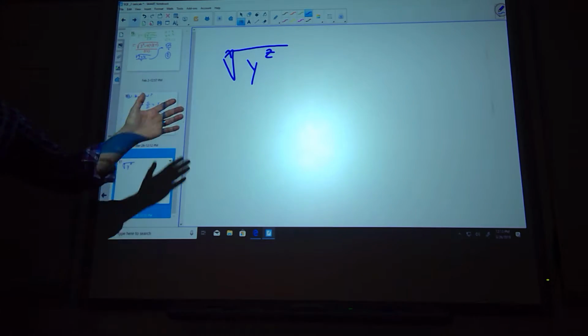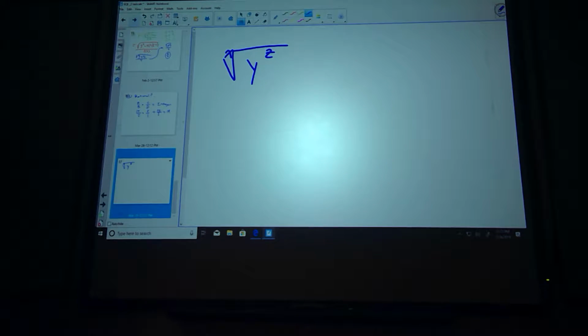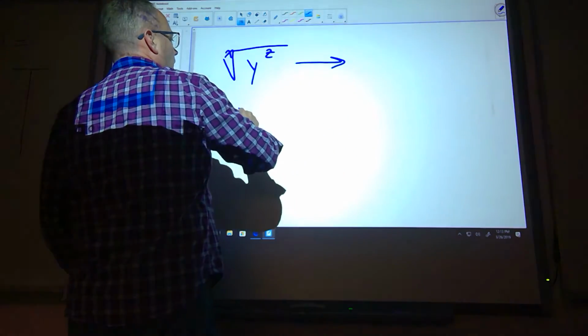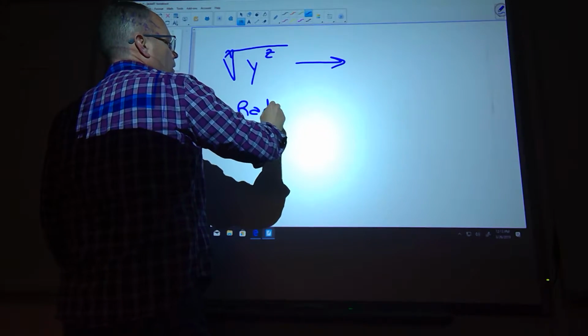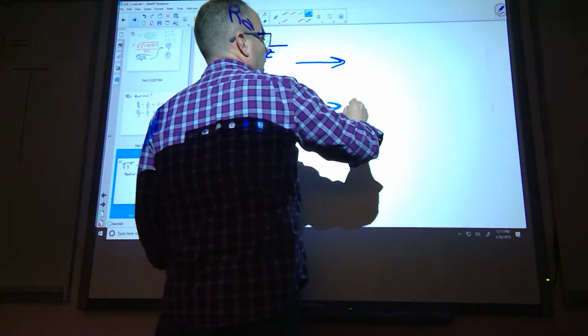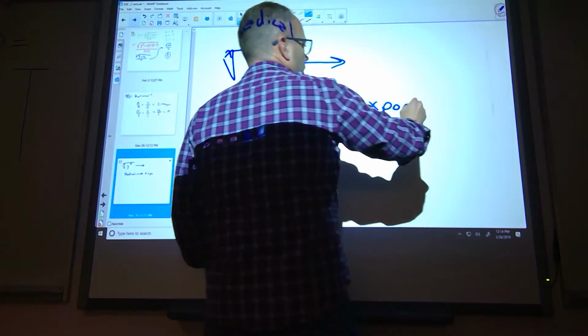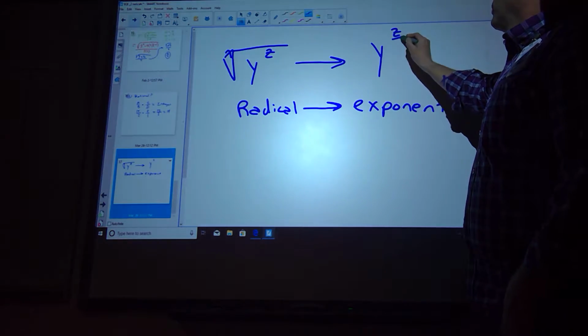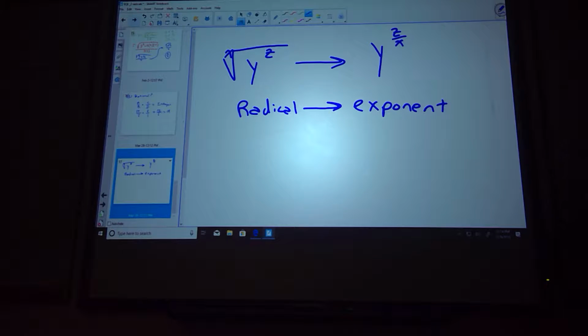X, Y, and Z are going to represent any numbers I want. Sound good so far? So I can make a radical turn into an exponent just by doing this. Exact same letters. Where did the radical go? Well, because I have a denominator as a fraction, that's our radical. And that's just the general form for them all.